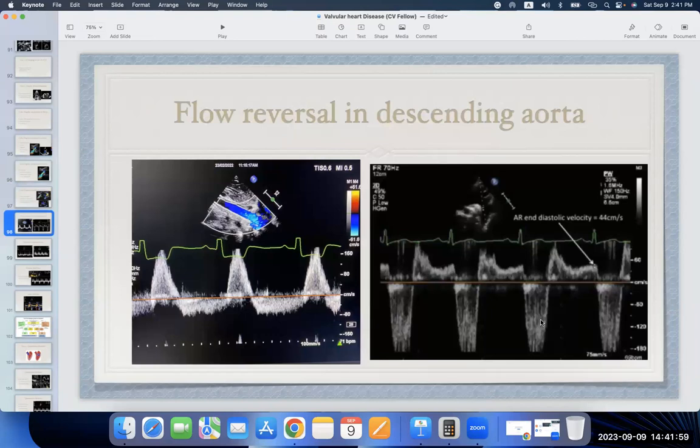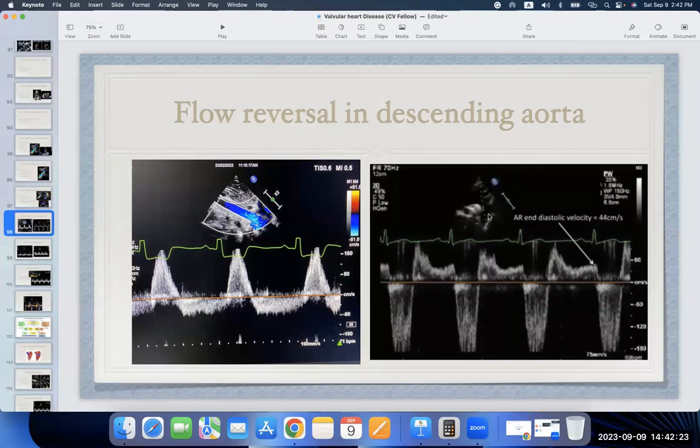Very important to look for the flow reversal in the descending aorta. You can do that from the abdominal aorta, which is more specific. You can see here the flow should be going upward like this. So it's going upward during systole, but then it's going backward during diastole. So that indicates that the patient has severe aortic regurg. This is considered one of the criteria of severe aortic regurg.